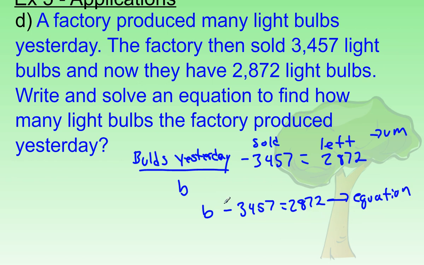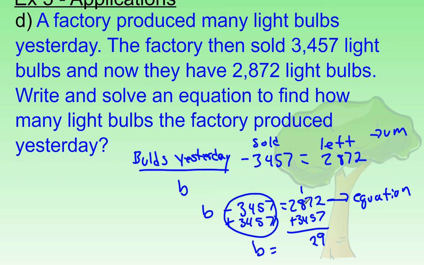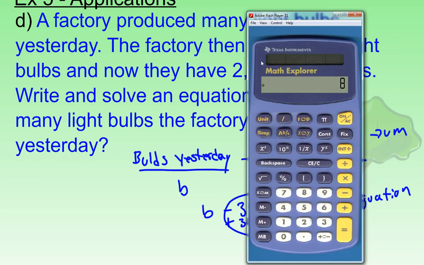And to solve this equation, since this is a subtraction, the variable's minus that. If you add 3,457 to both sides, these cancel out, and B equals, let's do the math up here. So we got 9 and 12, carry the 1. 12 plus 1 is 13, carry the 1. 3 plus 2 is 5, plus 1 is 6. So I think the answer is they had 6,329 bulbs yesterday.